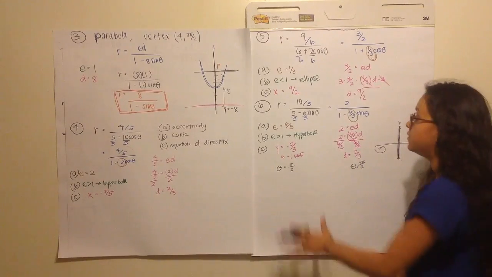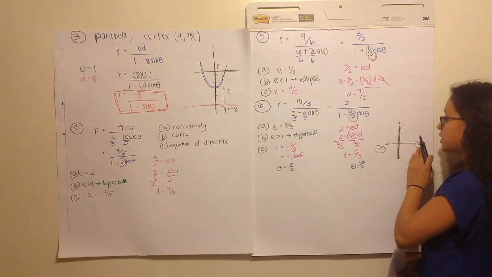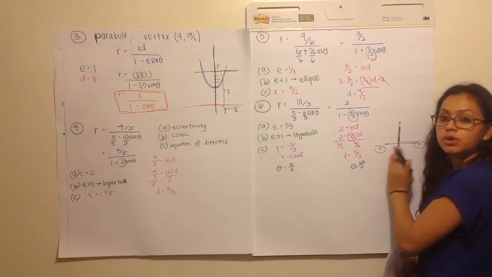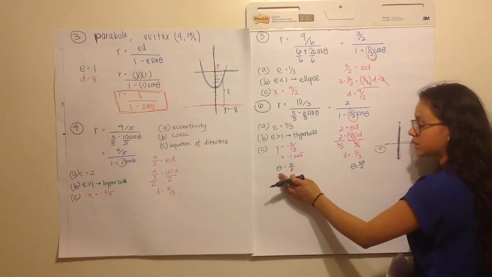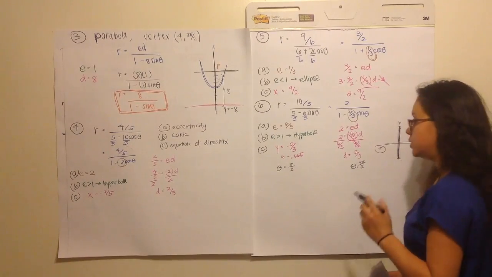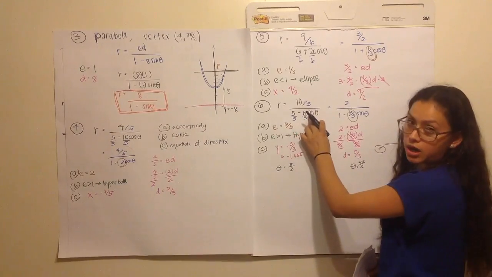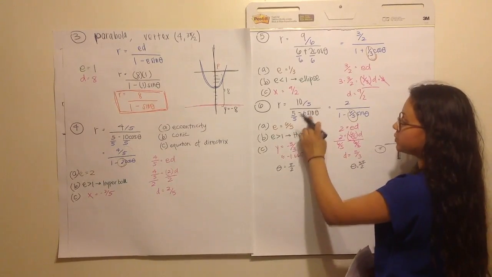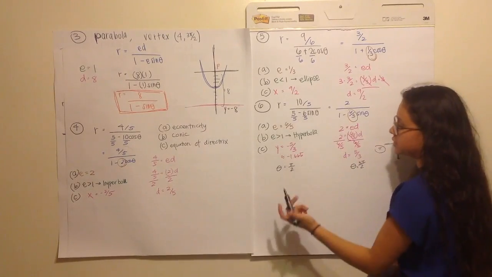So always remember, if you have plus or minus cosine theta, you let theta equal 0 or pi. If it's plus or minus sine theta, you let theta equal pi over 2 or 3 pi over 2. Okay, so now we plug it into our original conic form, not the one that we have reduced it to. This one, the original one.